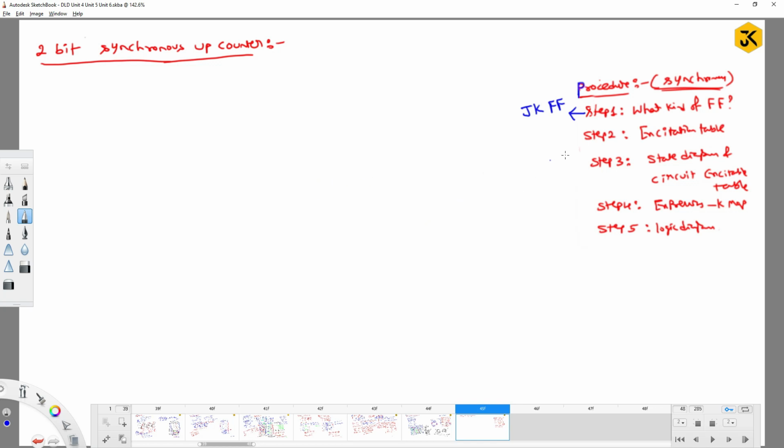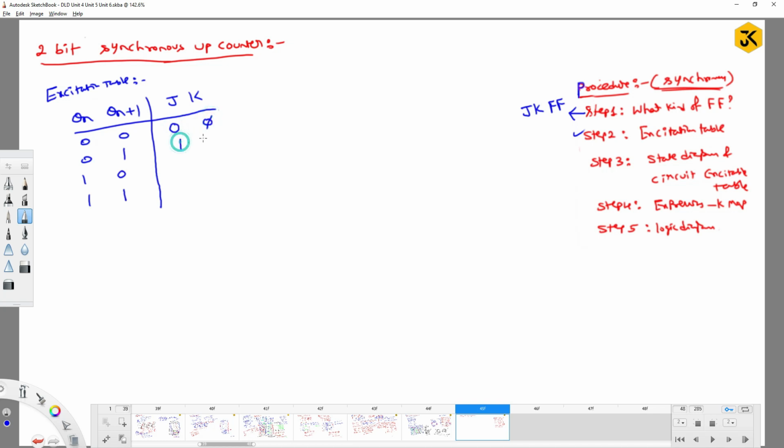Now, after deciding what kind of flip-flop to use, what might be the second step? The second step is to draw the excitation table for it. For the JK flip-flop, if I give the present state and the next state, what inputs should we expect? Two bits give 4 possibilities, 00, 01, 10, 11, and the inputs follow this particular order. You can go through the earlier video to get the idea. This is the corresponding excitation table for the JK flip-flop.